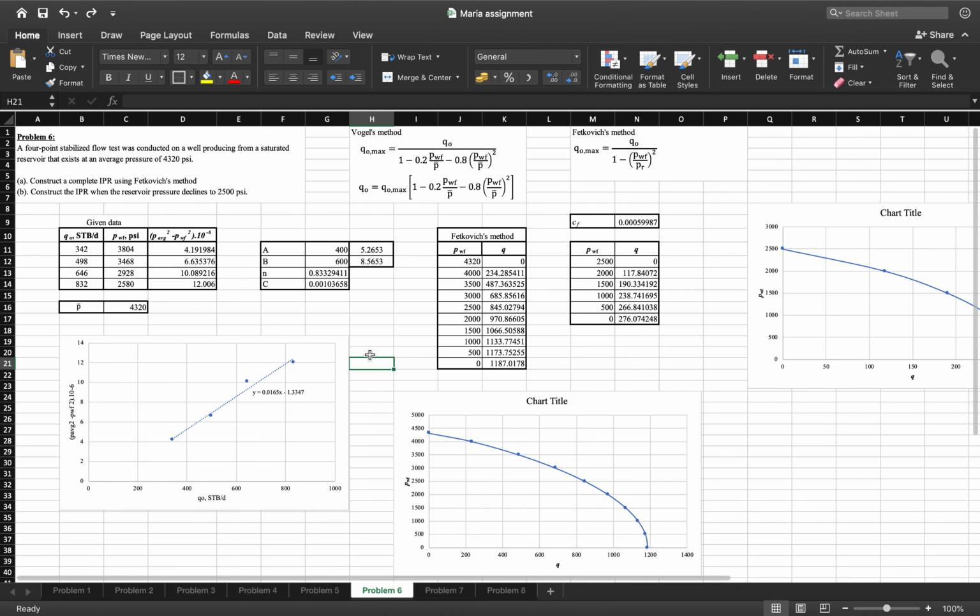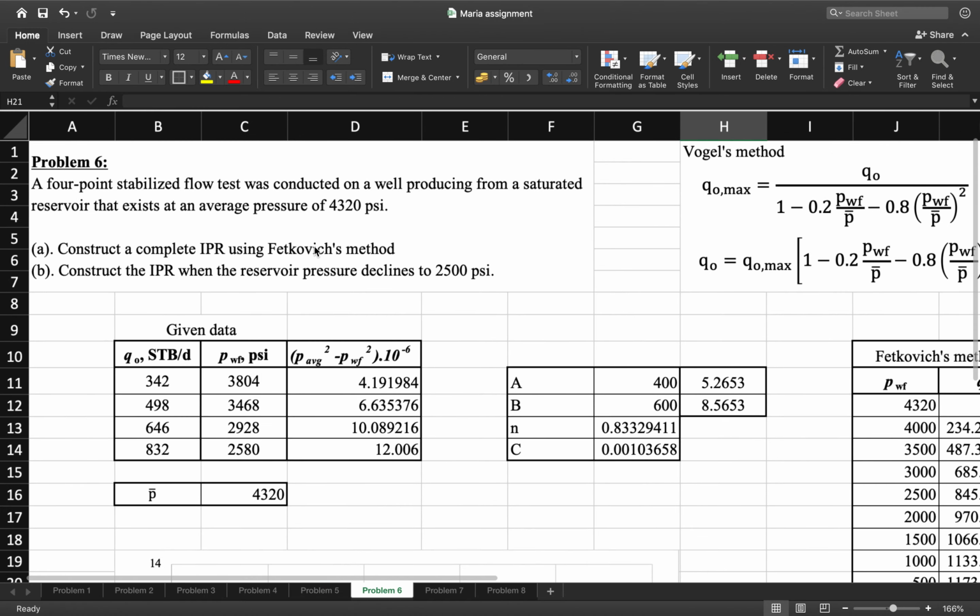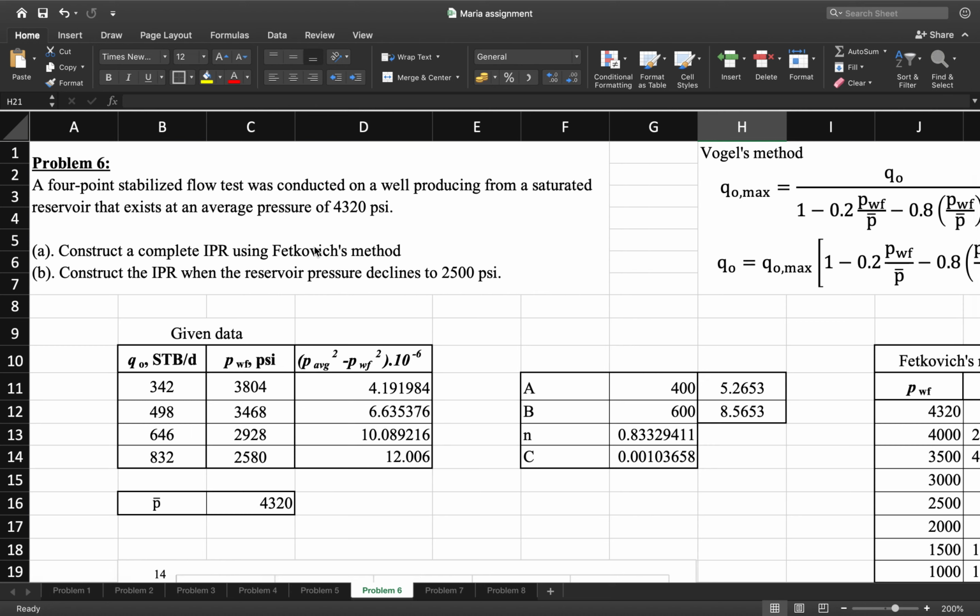All right, now let's turn to problem 6. In problem 6, you will have a 4-point stabilized flow test, and you have 2 questions. The first one is to construct a complete IPR using the Fetkovich method, and the second one is to construct the IPR when the reservoir pressure declines to 3,500 psi.